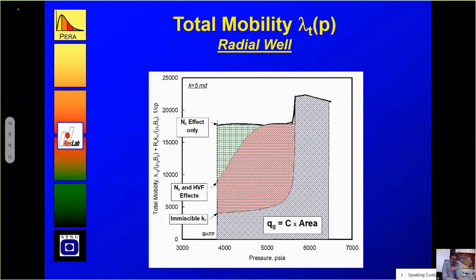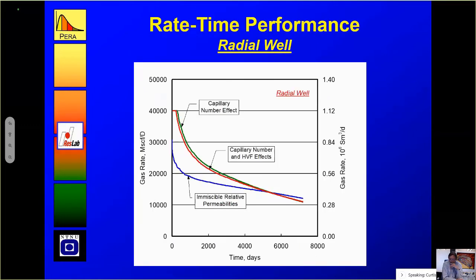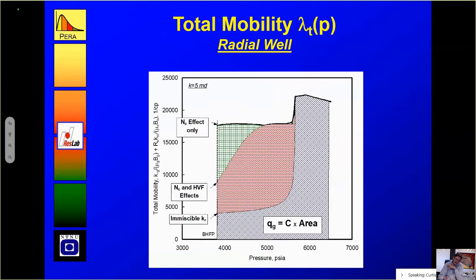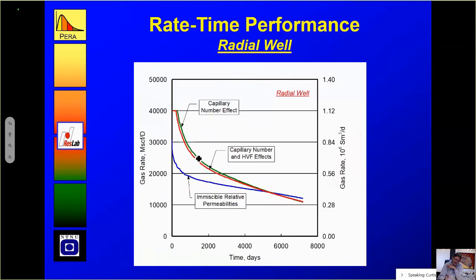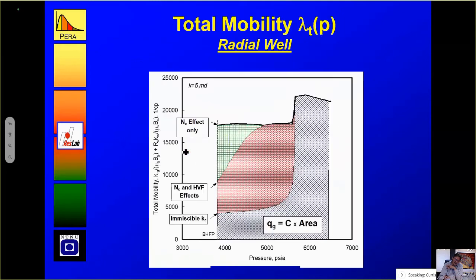Yeah, basically it's the area, these three different areas. The difference between the green and the red is this area in here. If you ignore the high velocity flow, then it's the green. If you include it, you take away this area here, the green area.